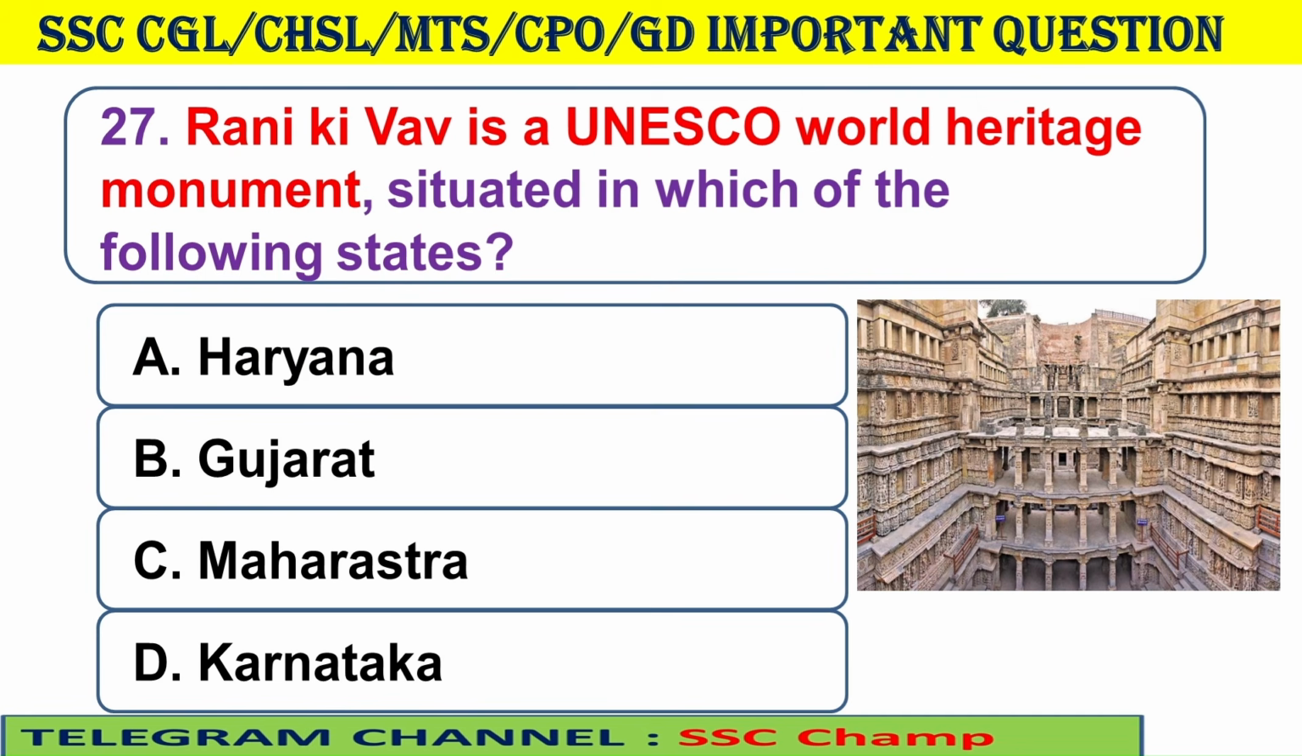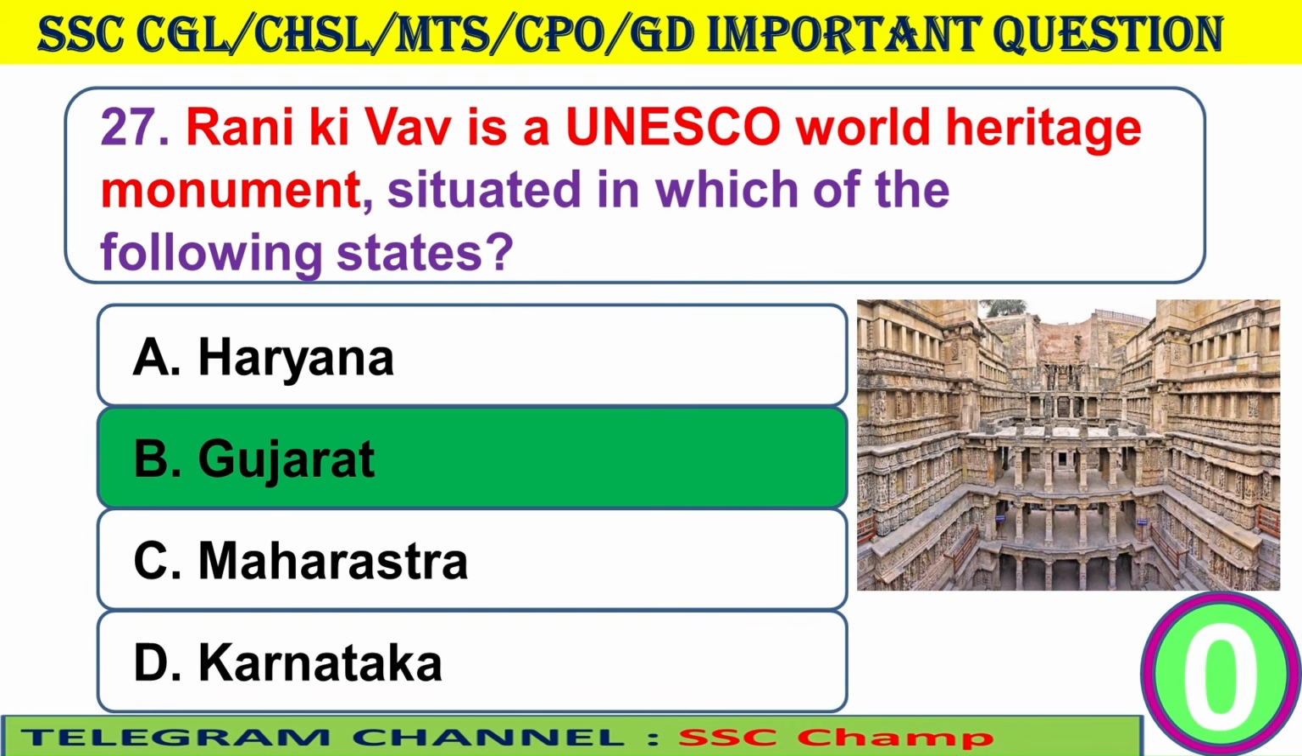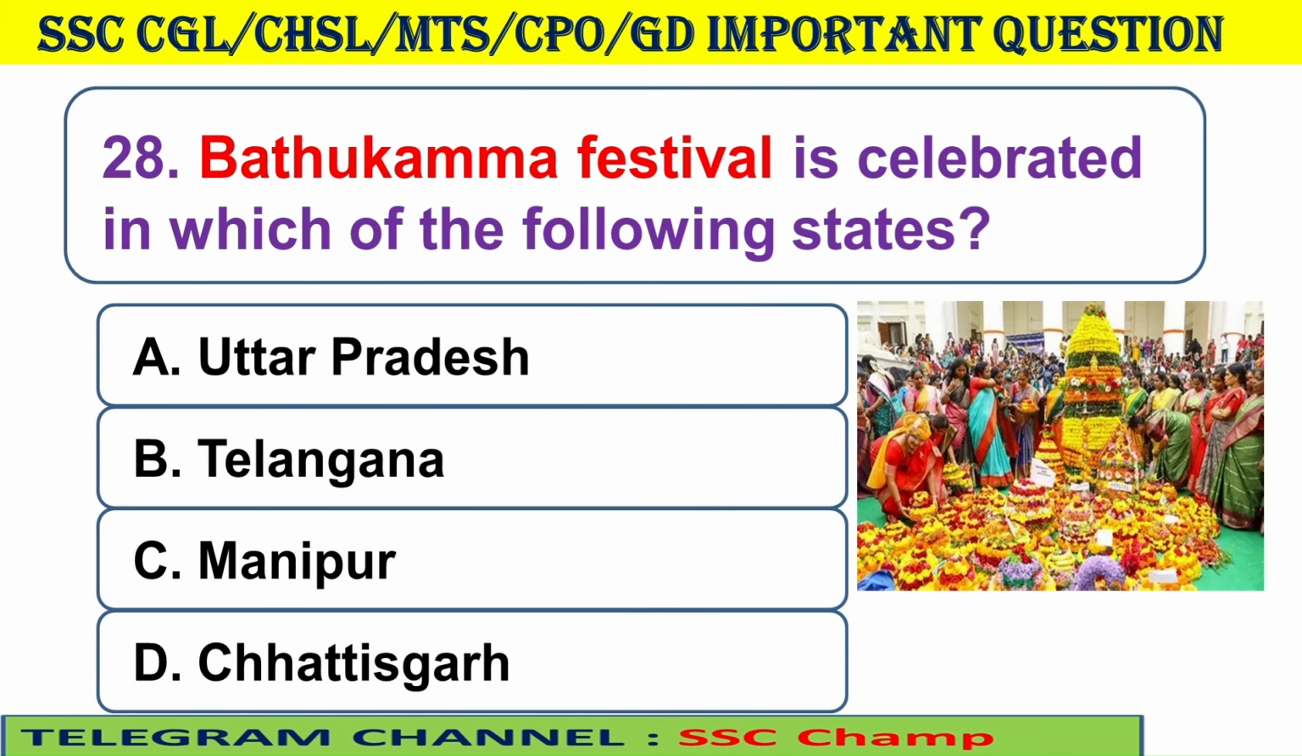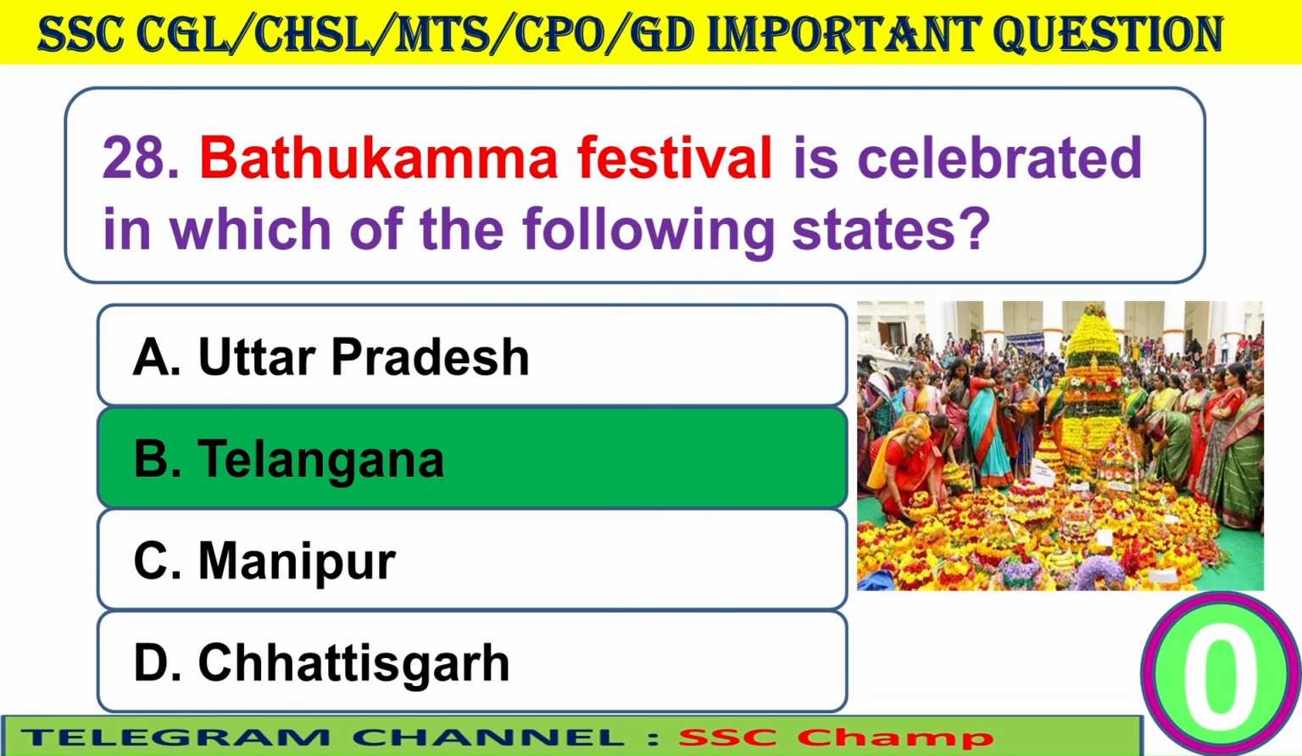Rani Ka Bhav is a UNESCO World Heritage Monument situated in which of the following states? Option A, Haryana, Option B, Gujarat, Option C, Maharashtra, Option D, Karnataka. Correct answer, Gujarat. Bothukama festival is celebrated in which of the following state? Option A, Uttar Pradesh, Option B, Telangana, Option C, Manipur, Option D, Chhattisgarh. Correct answer, Telangana.